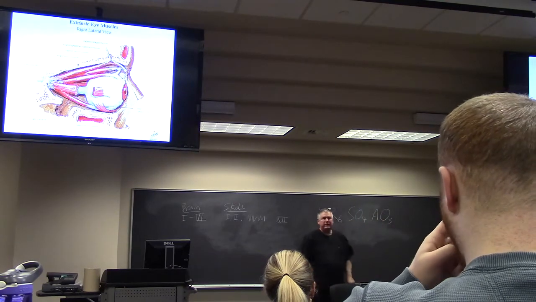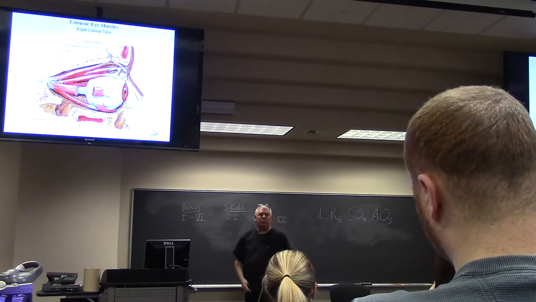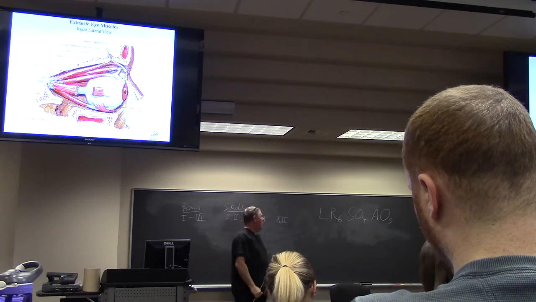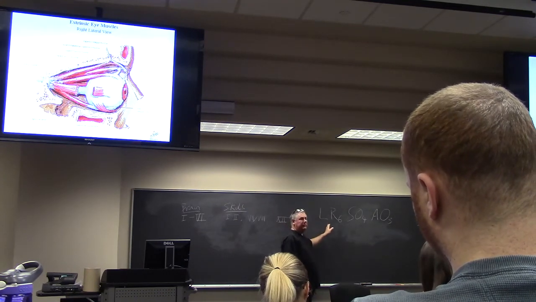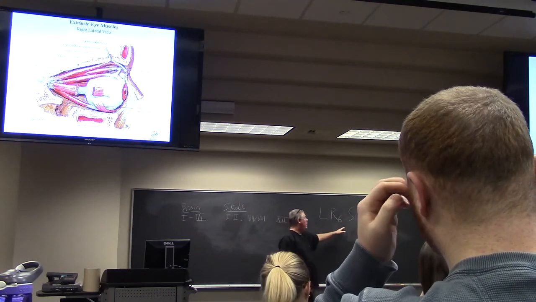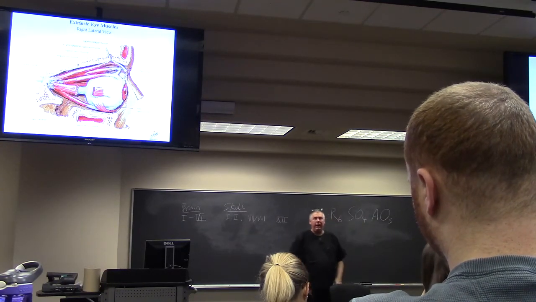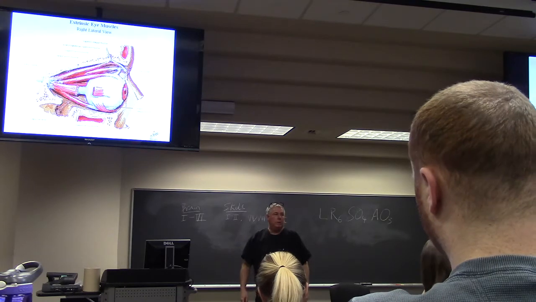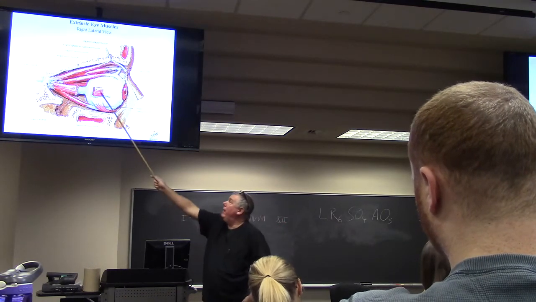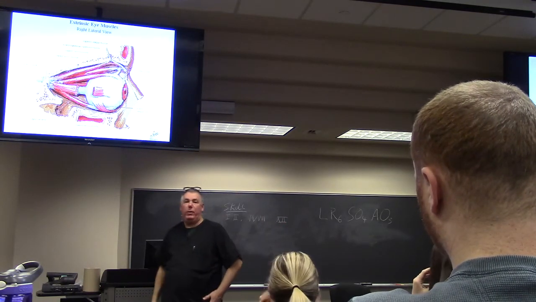Well, if you look at the six muscles, the lateral rectus is innervated by the 6th nerve, the superior oblique is innervated by 4, all of the others are innervated by cranial nerve 3. So that would include levator palpebrae superioris.